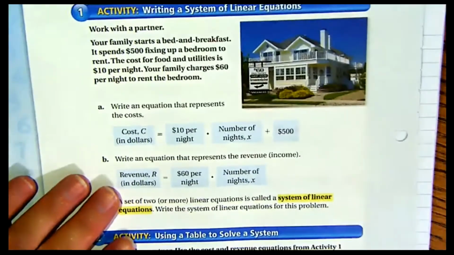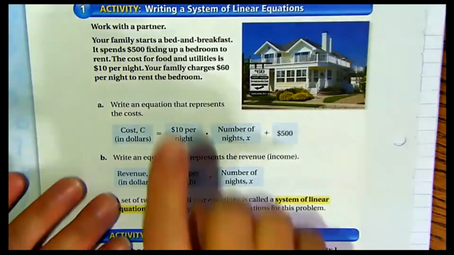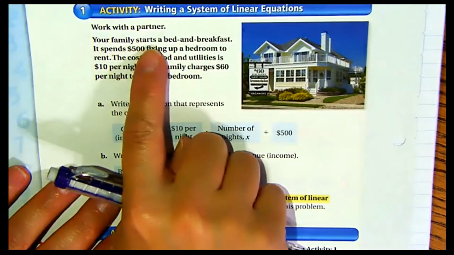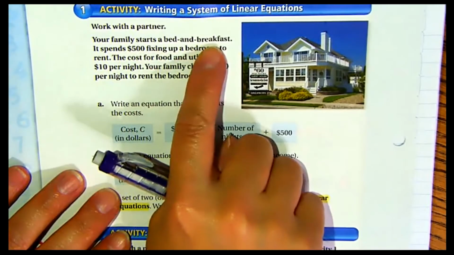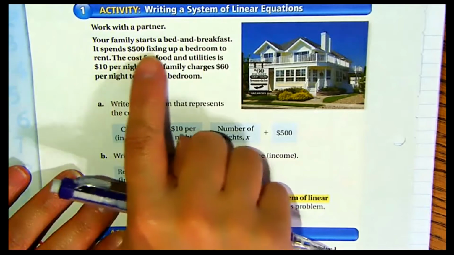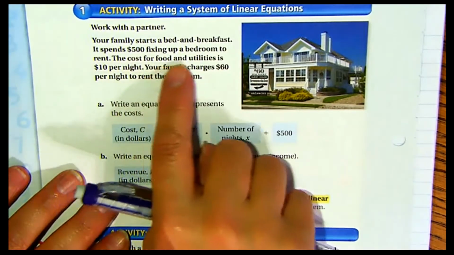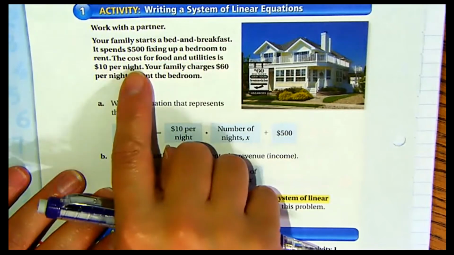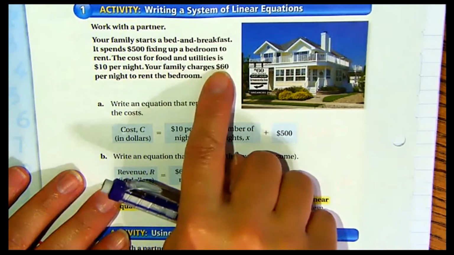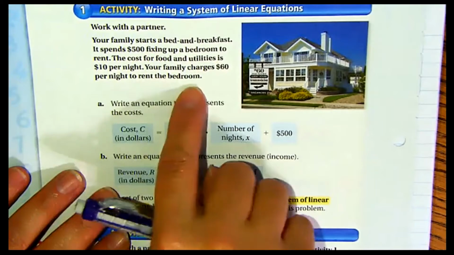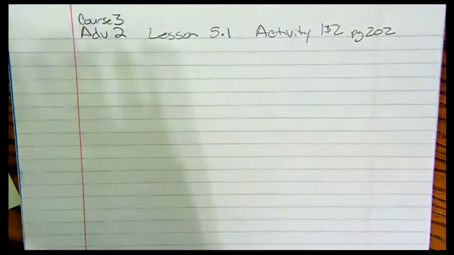Okay. So right here, our family starts a bed and breakfast. It spends $500 fixing up a bedroom to rent. The cost for food and utilities is $10 per night. Your family charges $60 per night to rent the bedroom.